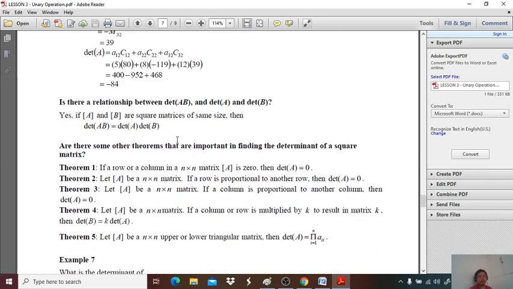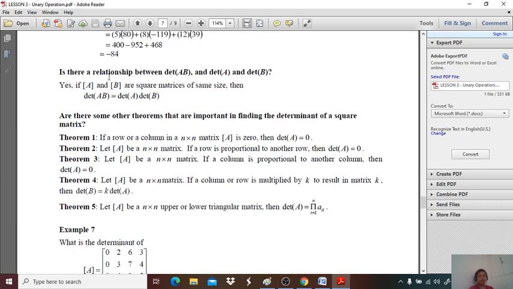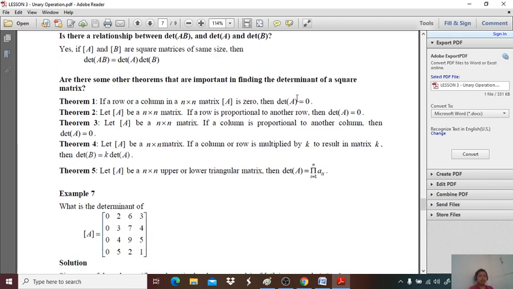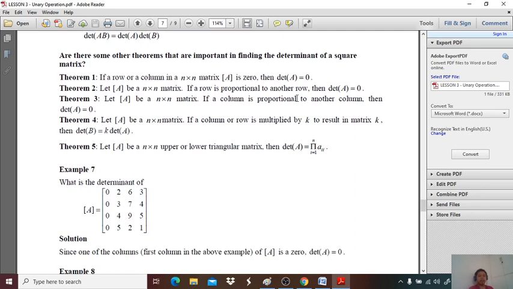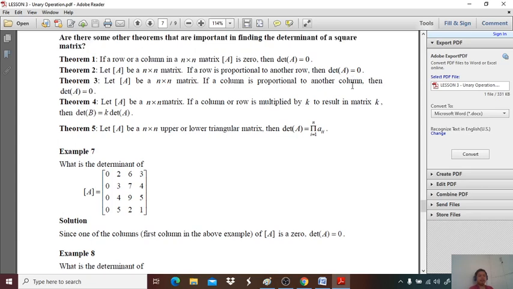Also, what is the relationship between the determinant of AB and the determinants of A and B? If A and B are square matrices of the same size, then the determinant of AB is equal to the determinant of A times the determinant of B. That is possible only if they are the same size. Are there other theorems that are important in finding the determinant of a square matrix?